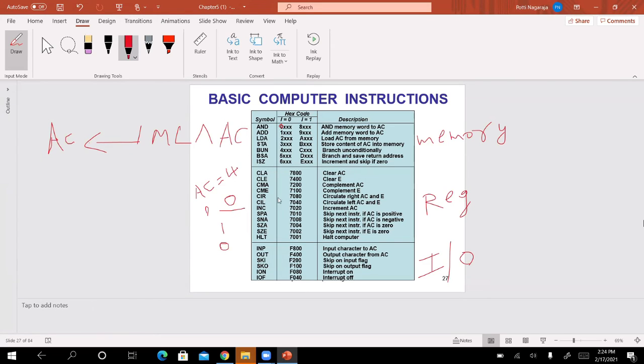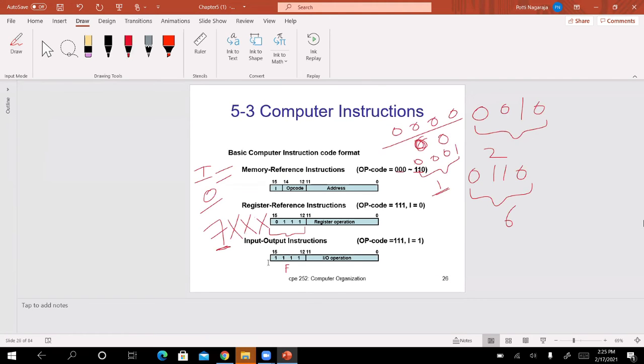Then 7080, it is nothing but circular right, with AC and E. 7040 is circular left, AC and E. Then increment, 7020. So like that. Then the last case, input output instructions. Check in the input output instructions. I already told you about input output instructions. It starts from what value?